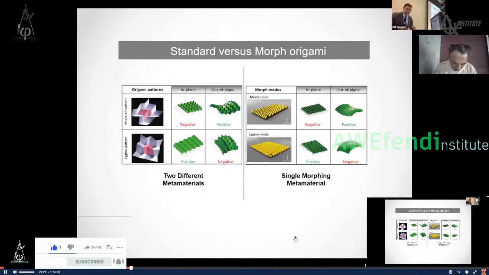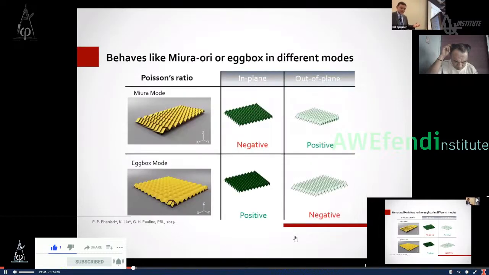And one key idea is the following. In what I have shown, you have seen that we have two different materials: Miura is Miura, egg box is egg box. The question is, can we have these great properties of each of these materials in the same material system? The answer turned out to be yes, and that's what we did with the Morphy material.